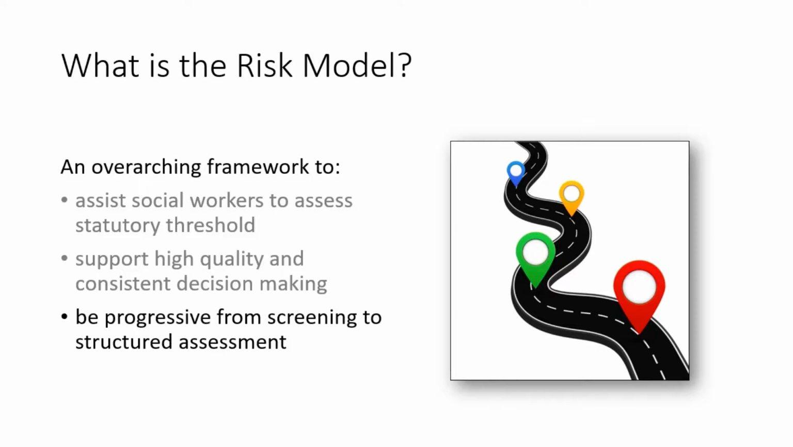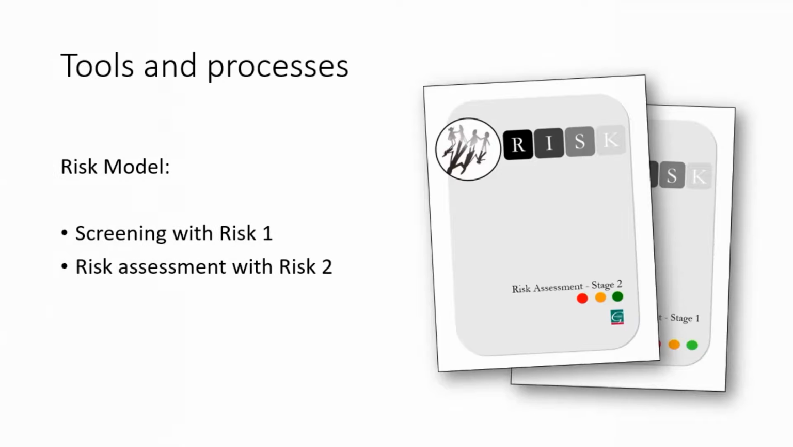It was developed by child protection professionals in Gwynedd Council's Children's Services in conjunction with Bruce Thornton, and was awarded a social care accolade by Social Care Wales in 2011 and a Bazoo Wales Award in 2013. It has been implemented in a number of local authorities in England and Wales and modified for use in family justice and early intervention. The risk model is screening, which is called Risk 1, and risk assessment, which is called Risk 2.